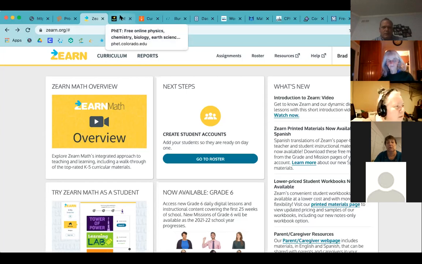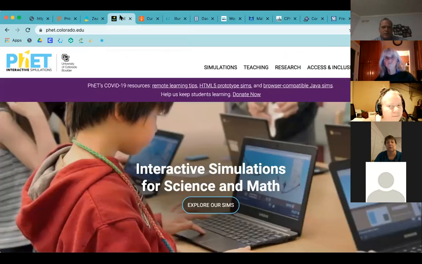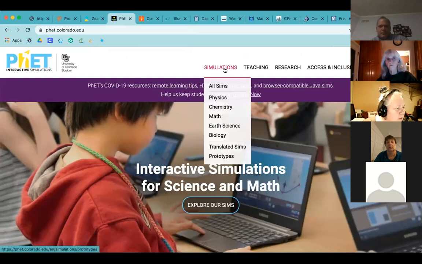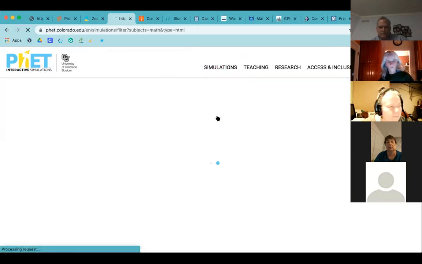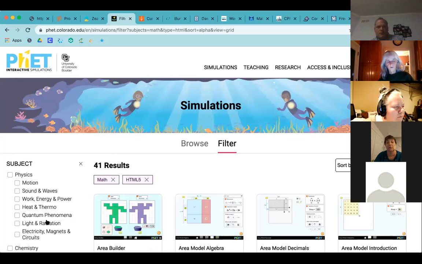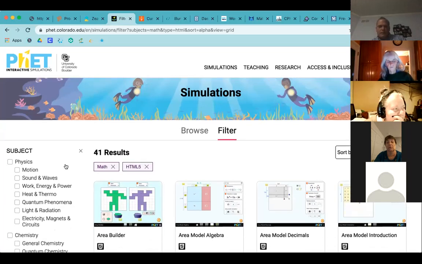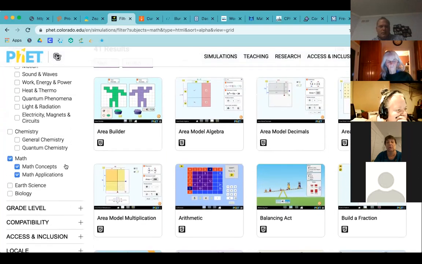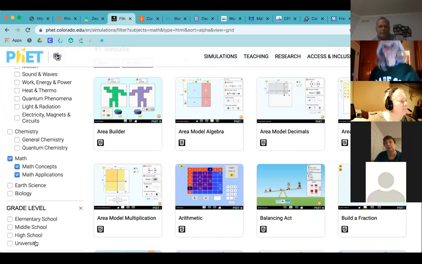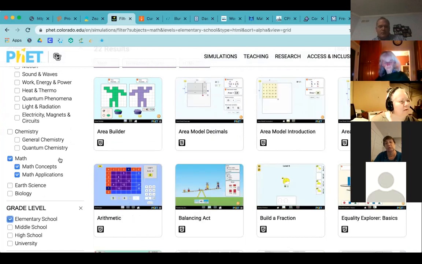The next website I wanted to show you guys is from the University of Colorado at Boulder, and it's called Colorado PhET. These are different simulations that the student can complete. When we go in here, you can select by subject, so they do have ones for all different subjects, not just math. You can select by the math concepts, and you can select by grade level. Okay, elementary school.